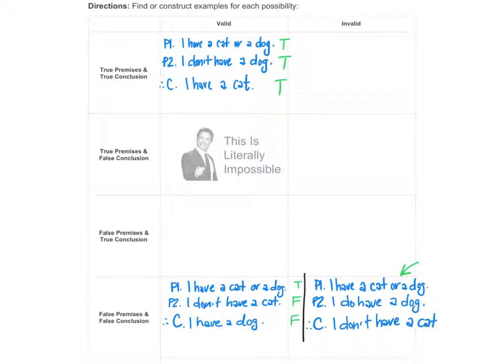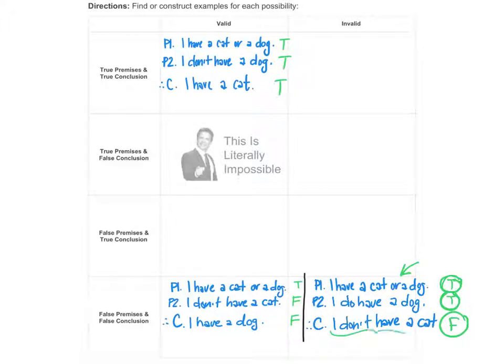So assume that it's true that I have one or the other. For the sake of argument, just pretend. And assume I do have a dog. Is it possible that both of these things could be true? Let's put these in circles to suggest possibility, not actually true. Is it possible that they could be true and yet this could be false?